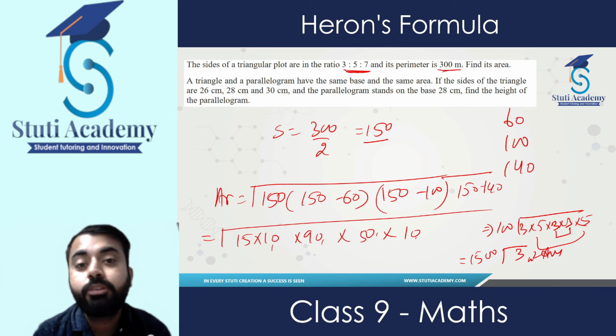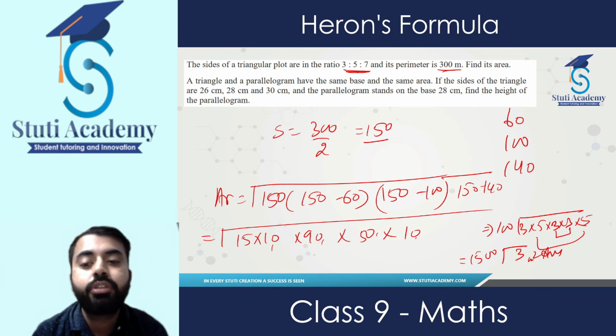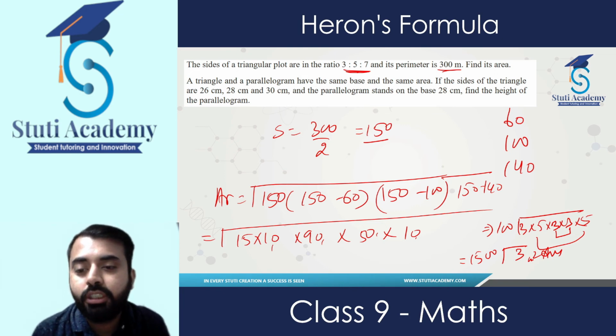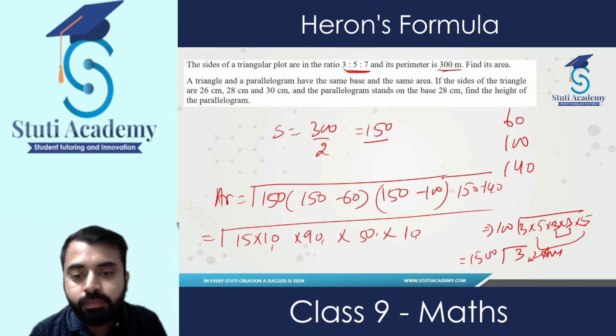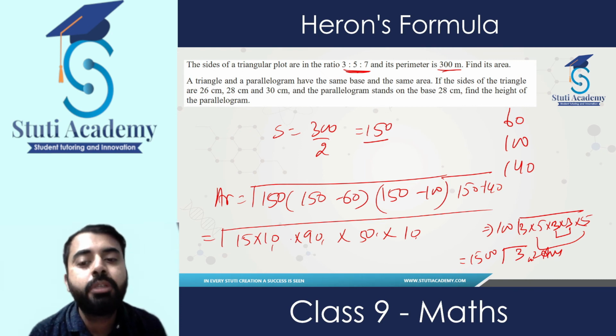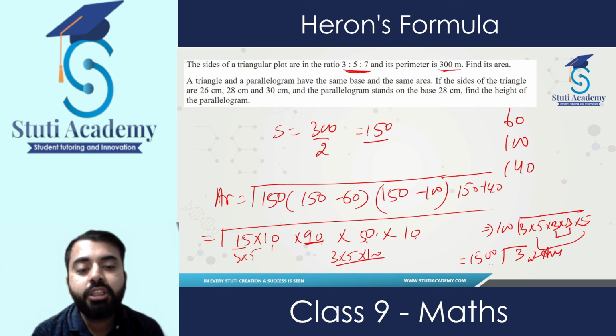You had been given the ratio of their sides. You had been given its perimeter. So each side was 60, 100 and 140. Using Heron's formula, I got my value, which was root 3. If there is any calculation mistake, just let me know. I hope there is no calculation mistake. Yeah, there will be a 3 here because it is 3 into 5. Its pair is complete. 5 pair is complete, so you will be getting a 3 and 5 out and a 100. 300 root 3, that is your answer.